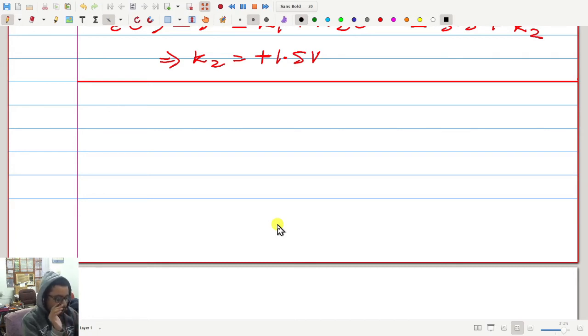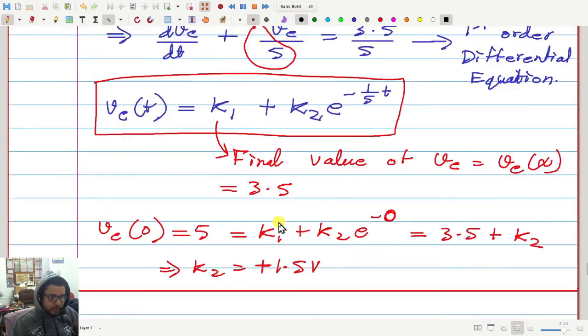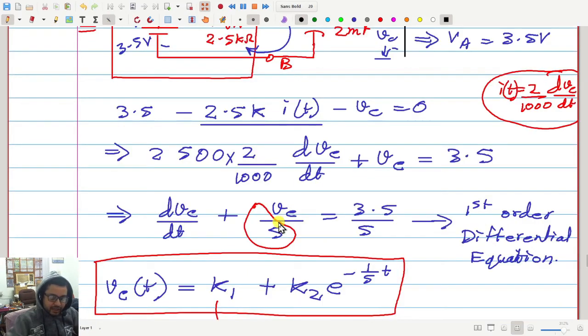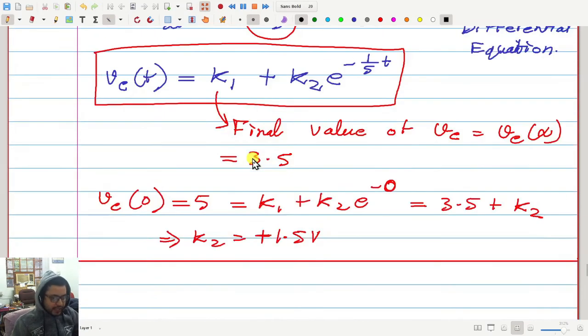If you have more than one capacitor or more than one inductor, or a combination of inductors and capacitors, then if we write the differential equation, we will probably not get a first order differential equation. Maybe we will get a differential equation where second and third derivatives also come. In that case we cannot solve it using the methods we have studied so far. In some special cases you can.